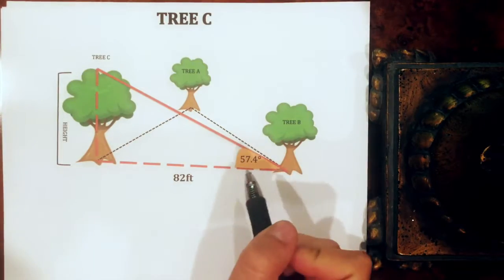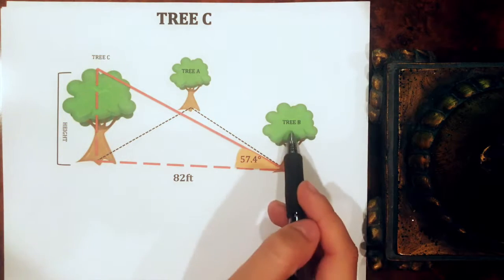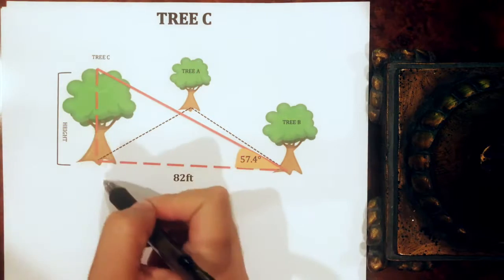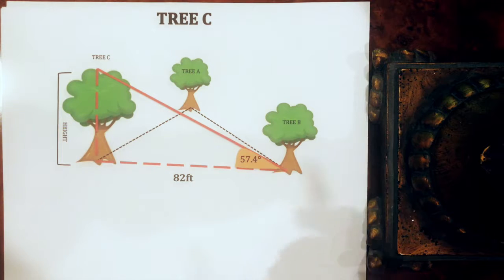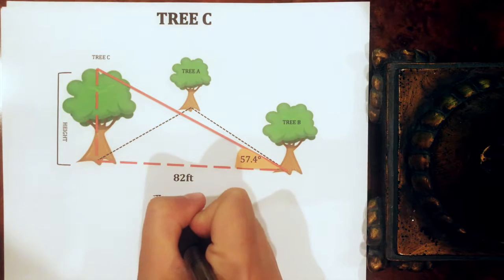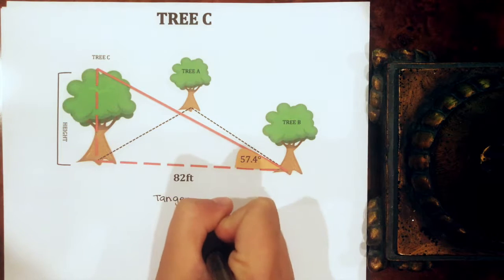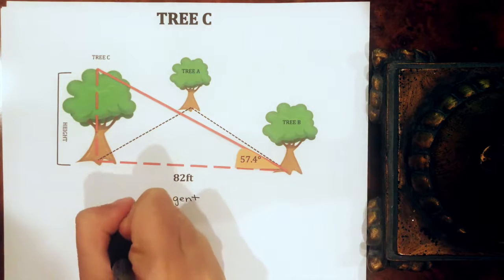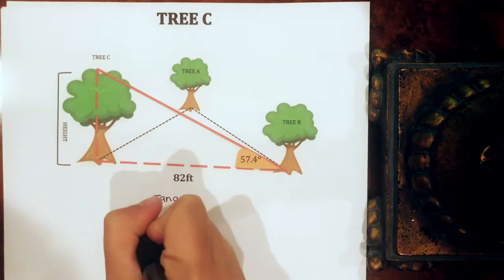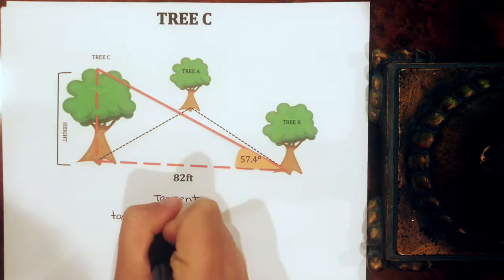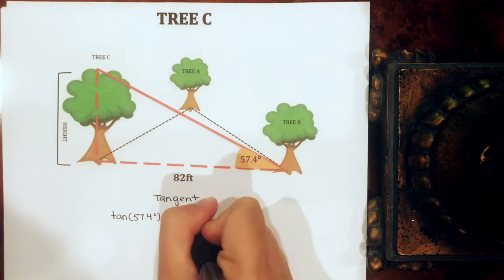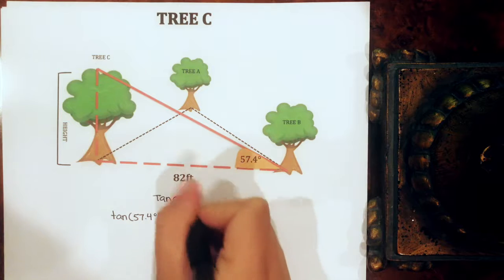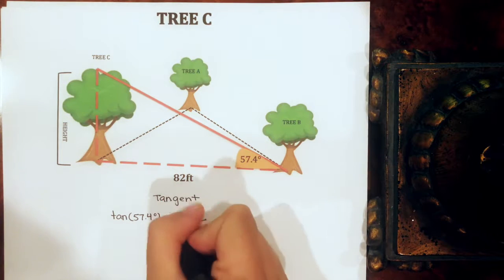For tree C, we know already this height, so this is the only one we're missing. As you can see, we developed a pattern, and we know that we can use tangent, being that we only need the opposite side. So we would set it up as tangent of 57.4 degrees equals the opposite side, which is the one we're missing, over the adjacent side, which is 82.